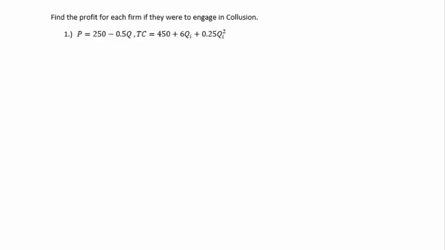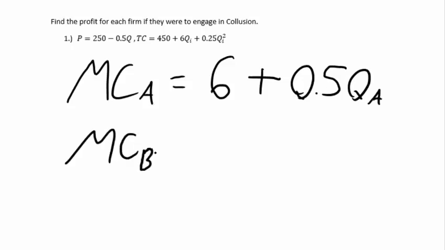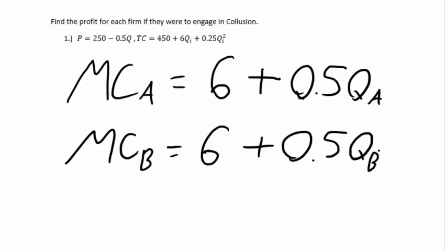And in this case, both firms share the same total cost function, and as a result, the same marginal cost functions. So if we were to write the marginal cost functions down that we found earlier, we'd have marginal cost of A, which equals 6 plus 0.5 QA, and marginal cost of B, which equals 6 plus 0.5 QB. So both firms cannot undermine each other to drive the other out of the market.